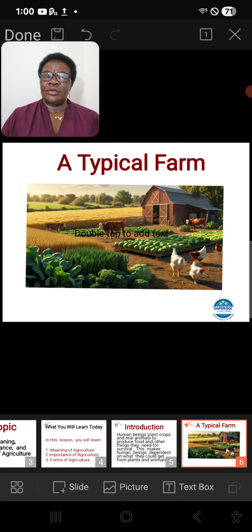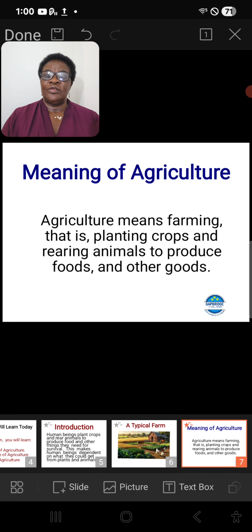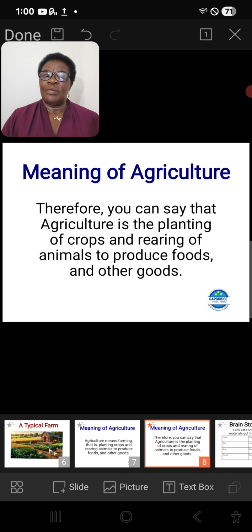So in agriculture, people plant crops and rear animals on a farm to produce food and other materials for their consumption and raw materials for industries. So, what is the meaning of agriculture? That takes us to the next topic, which is meaning of agriculture. Agriculture means farming. That is, planting crops and rearing animals to produce foods and other goods. Therefore, you can say that agriculture is the planting of crops and the rearing of animals to produce foods and other goods.